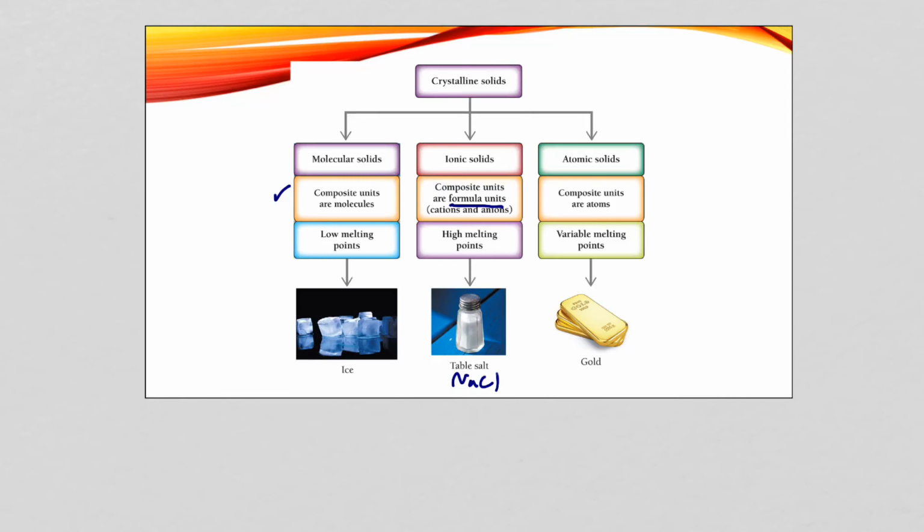Now, the property that we're going to focus on here is melting point. Molecular solids, as a class, tend to have relatively low melting points, whereas ionic solids tend to have high melting points. Atomic solids can be variable, and we'll get into more detail about that. So now that we've divided these into different types, let's look at why we see low versus high melting points.